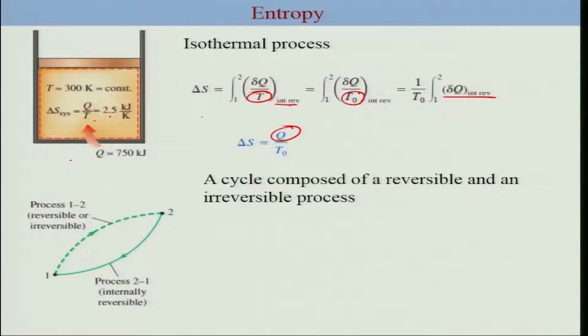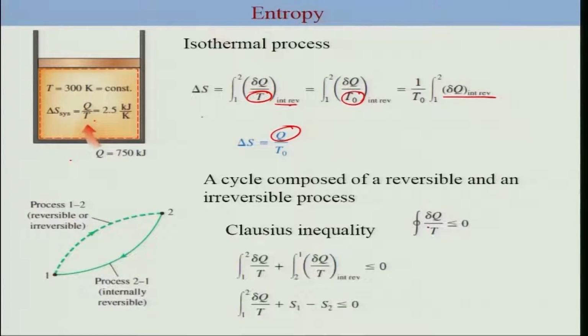Now let us consider a cycle composed of a reversible and an irreversible process. Here you have states 1 and 2. The dotted line indicates a process which can be reversible or irreversible; we are not aware of it, but from 2 to 1 the process is internally reversible. What we are interested in is the Clausius inequality, so we write this expression. For this process to occur, the Clausius inequality must hold.